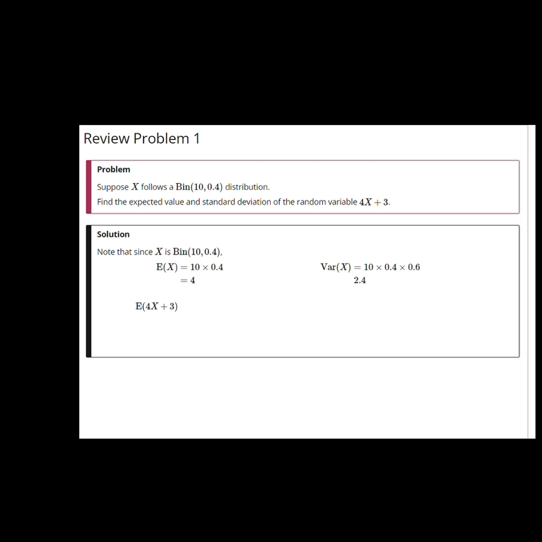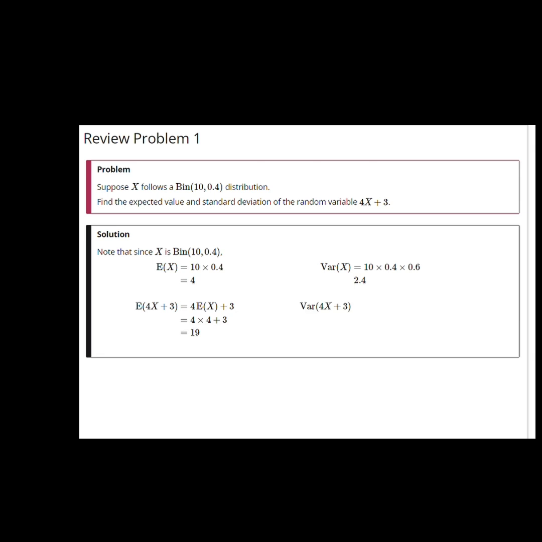Now we're in a position to calculate the expected value of 4x plus 3. The expected value of a linear function is the linear function of the expected value. This becomes 4 times E of x plus 3, 4 times 4 plus 3, which is 16 plus 3, 19.